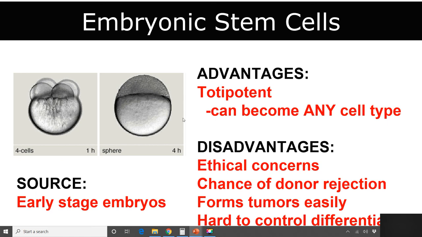The other thing is that it's hard to control that differentiation. There's still a lot of work being done on exactly how you get a specific kind of neuron. What signals does it take to get bone? So that's all still a new science.